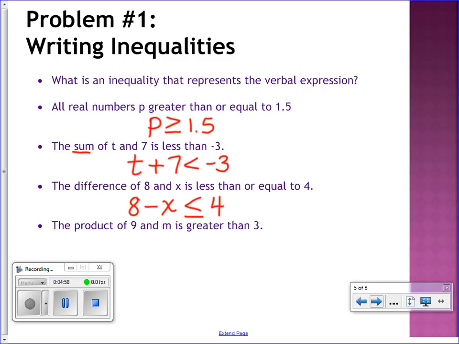And our last example, the product, which indicates multiplication, the product of 9 and m. Now remember, when we write a product and we've got a number and a variable, we don't show any multiplication symbol between them. And the 9 always has to come first. So even if this said the product of m and 9, we would still write 9m is greater than 3.